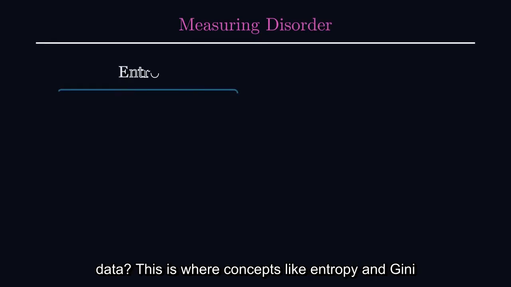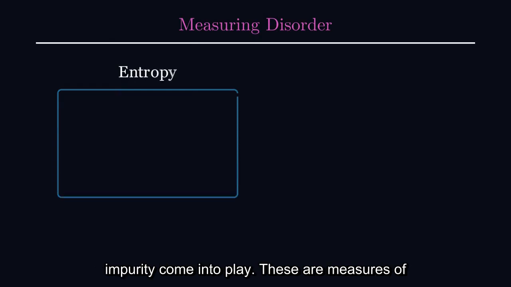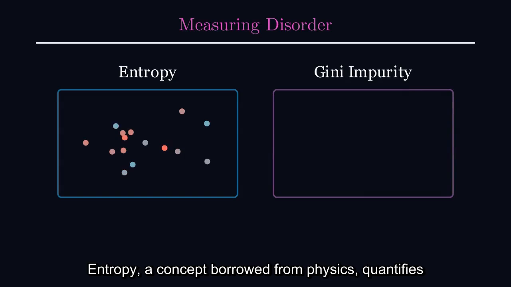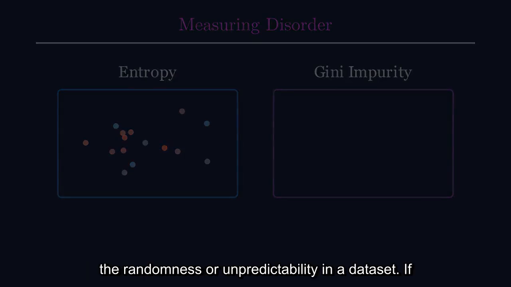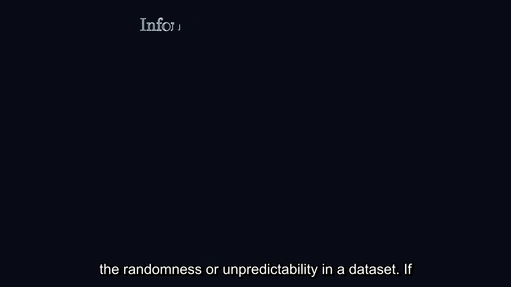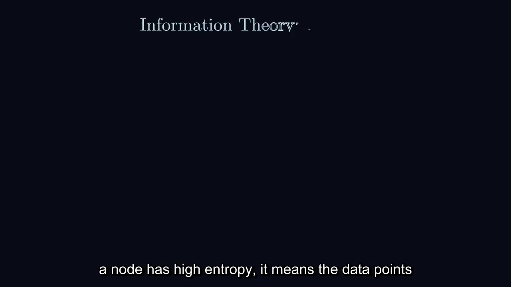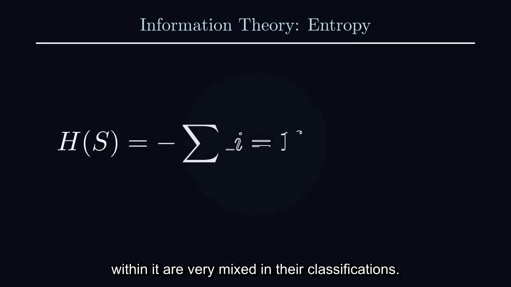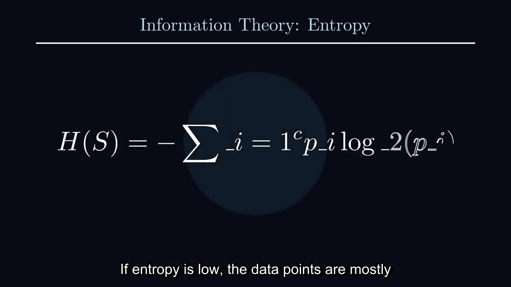This is where concepts like entropy and Gini impurity come into play. These are measures of impurity, or disorder, within a set of data. Entropy, a concept borrowed from physics, quantifies the randomness or unpredictability in a dataset. If a node has high entropy, it means the data points within it are very mixed in their classifications. If entropy is low, the data points are mostly uniform.